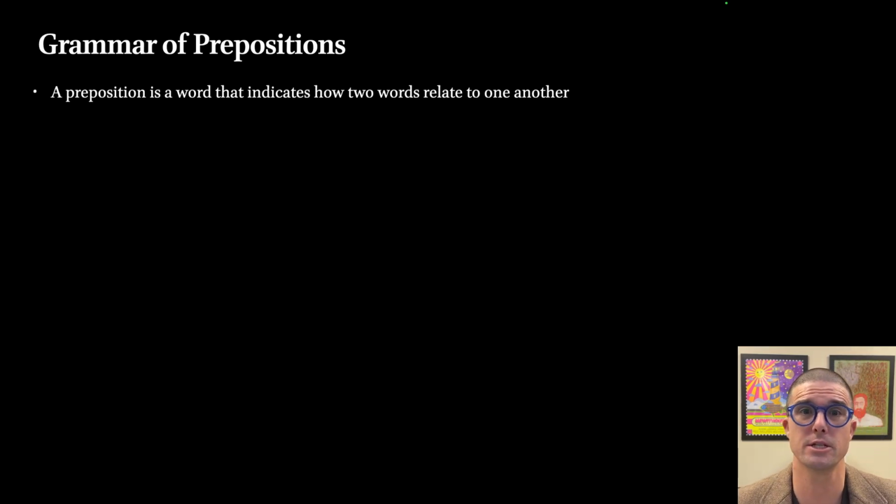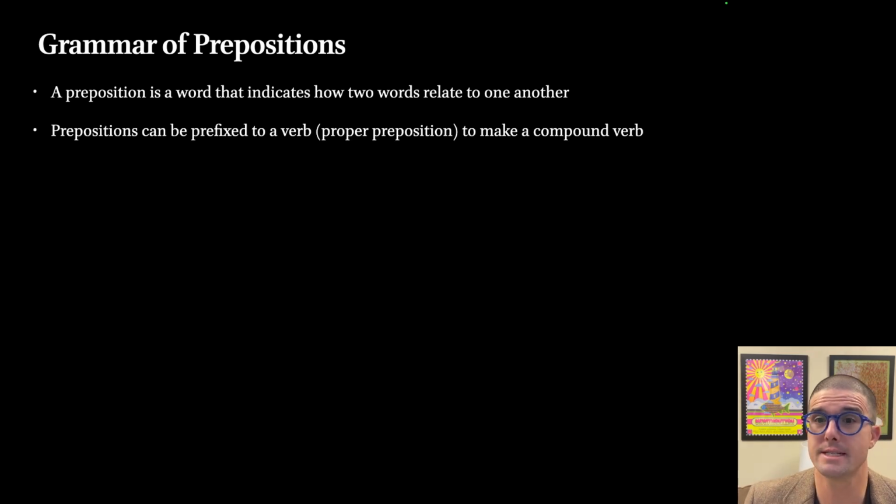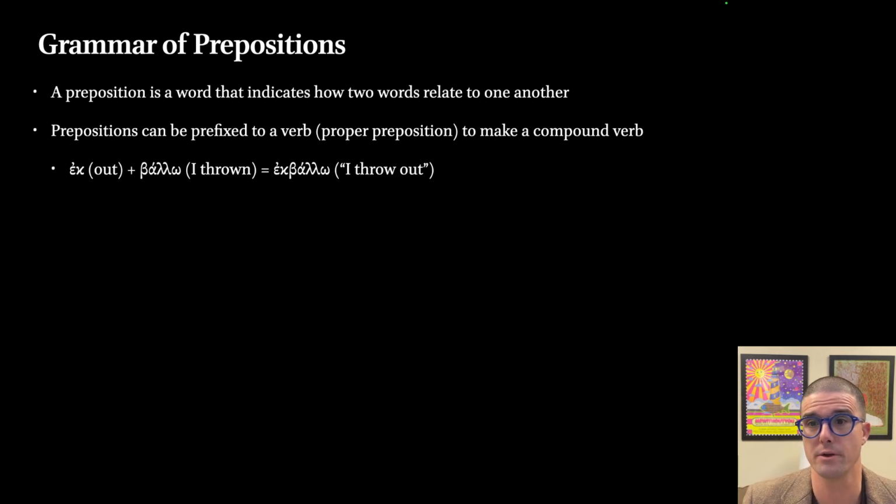What a preposition is. A preposition is a word that indicates how one word or another set of words relate to one another. Prepositions take their name from the fact that they can be prefixed to a verb. These are called proper prepositions because they are properly preposed. They are actually preposed or stuck at the beginning of a verb to make what is called a compound verb.